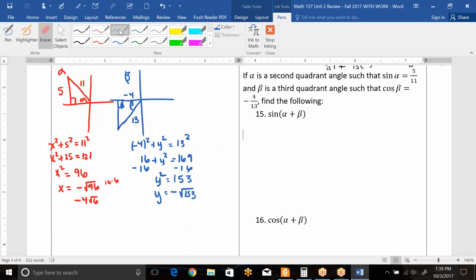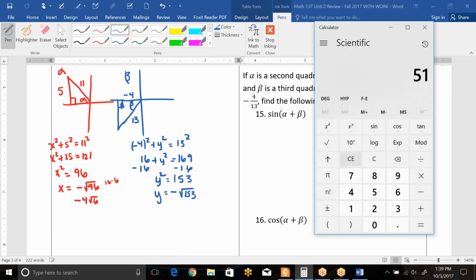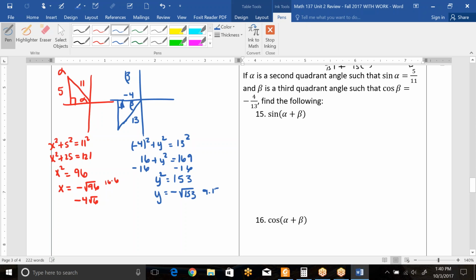Okay, so let's see. 3 goes into it twice because 3 also goes into 51. So it looks like 153 is divisible by 9. Yep. So this breaks into 9 times 17. So this is -3 square root of 17 because we have to take the square root of 9. So -3 square root of 17. And this guy right here is -4 square root of 6.